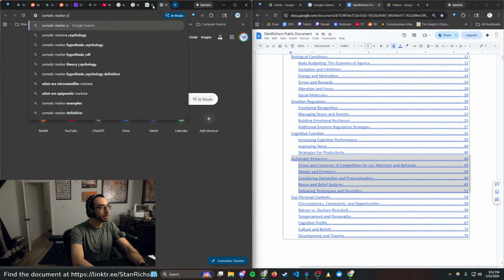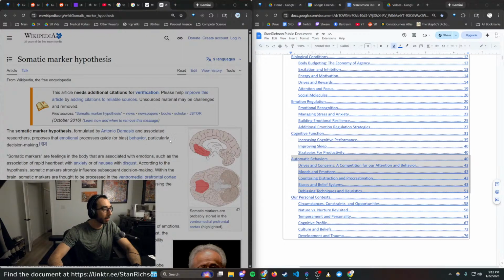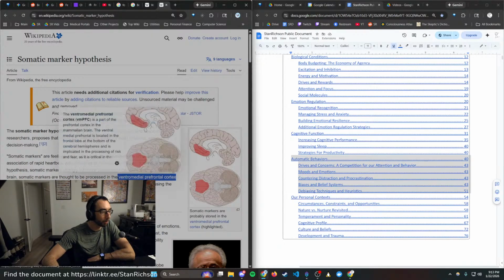So this is contemporary science right now. We're getting to the last 10 years of what we've discovered in the brain and the body. The hypothesis proposes that emotional processes guide or bias behavior, particularly decision making. Somatic markers are feelings in the body that are associated with emotions, such as the association of rapid heartbeat with anxiety or of nausea with disgust. According to the hypothesis, somatic markers strongly influence subsequent decision making. Within the brain, somatic markers are thought to be processed in the ventromedial prefrontal cortex.